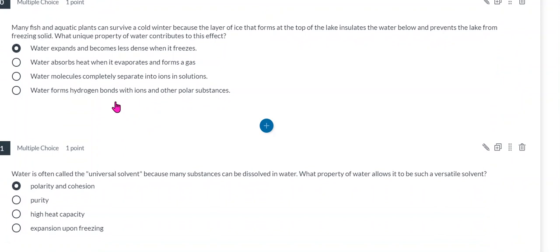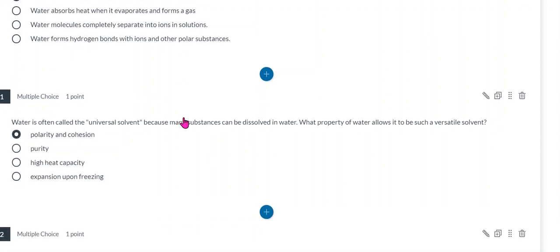Many fish and aquatic plants can survive a cold winter because the layer of ice that forms on top of the lake insulates the water. Why is it so? The question is asking what unique property of water contributes to this effect. It's because water expands and becomes less dense when it freezes. It forms a kind of insulation layer. Ice, remember, is an insulator. It forms as a layer on the top, and that's how it protects the organisms that live in the lake.